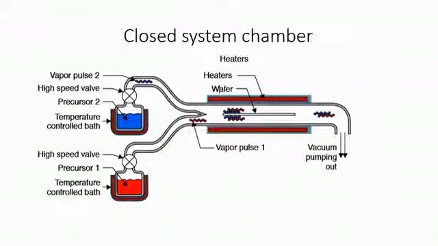The first precursor is pumped in through this high-speed valve onto this wafer substrate, silicon over here. And then the second precursor is introduced onto the wafer substrate again. The end reaction products are vacuum pumped out.